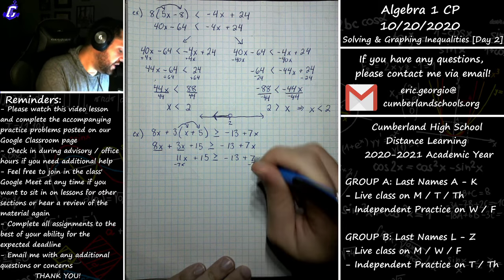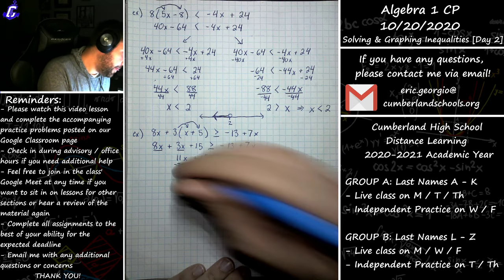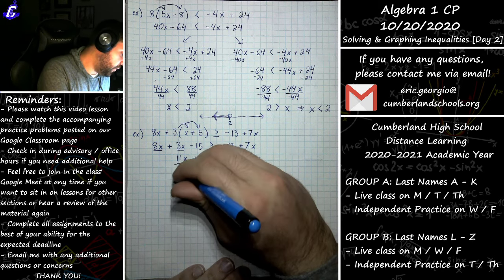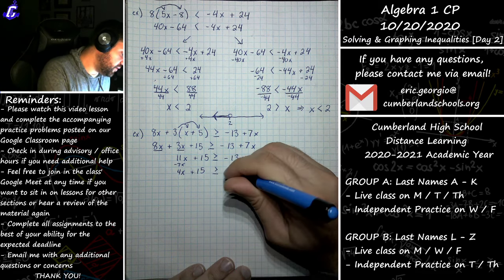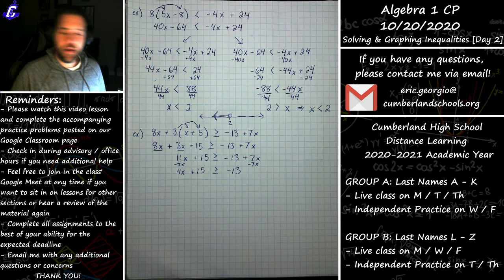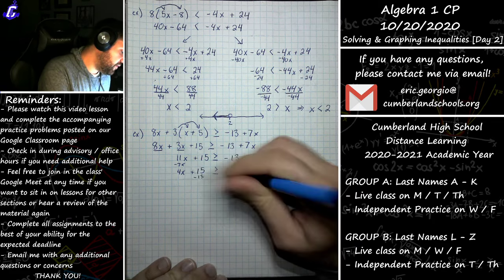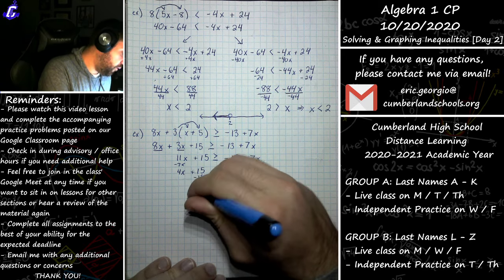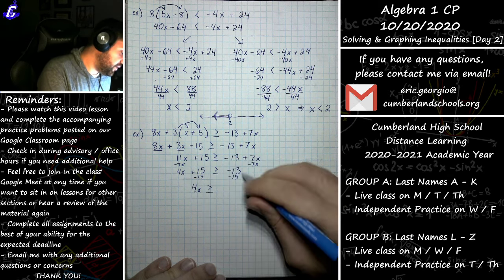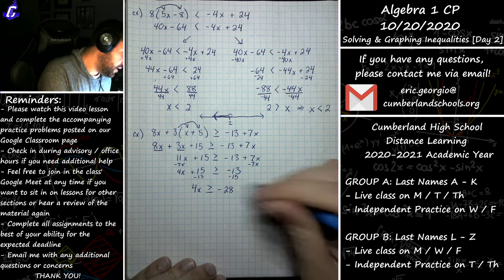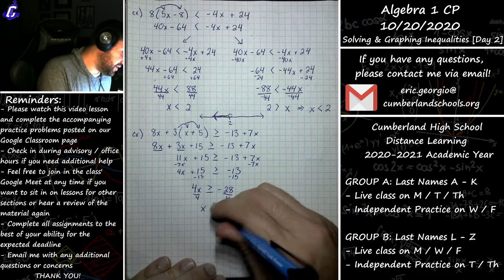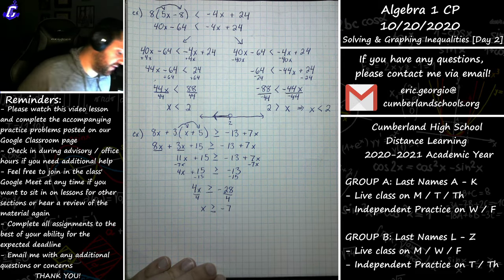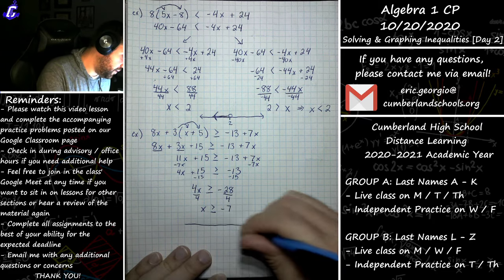But anyway, if I subtract 7x from both sides, we would get 11x minus 7x is 4x plus 15 is greater than or equal to negative 13. And now we can solve this just like we solved all the others. I would subtract 15 from both sides. We'd say that 4x is greater than or equal to negative 28. Divide both sides by 4 in order to undo that multiplication, and that gives us x is greater than or equal to negative 7. And so, of course, I'm going to graph that on my number line.